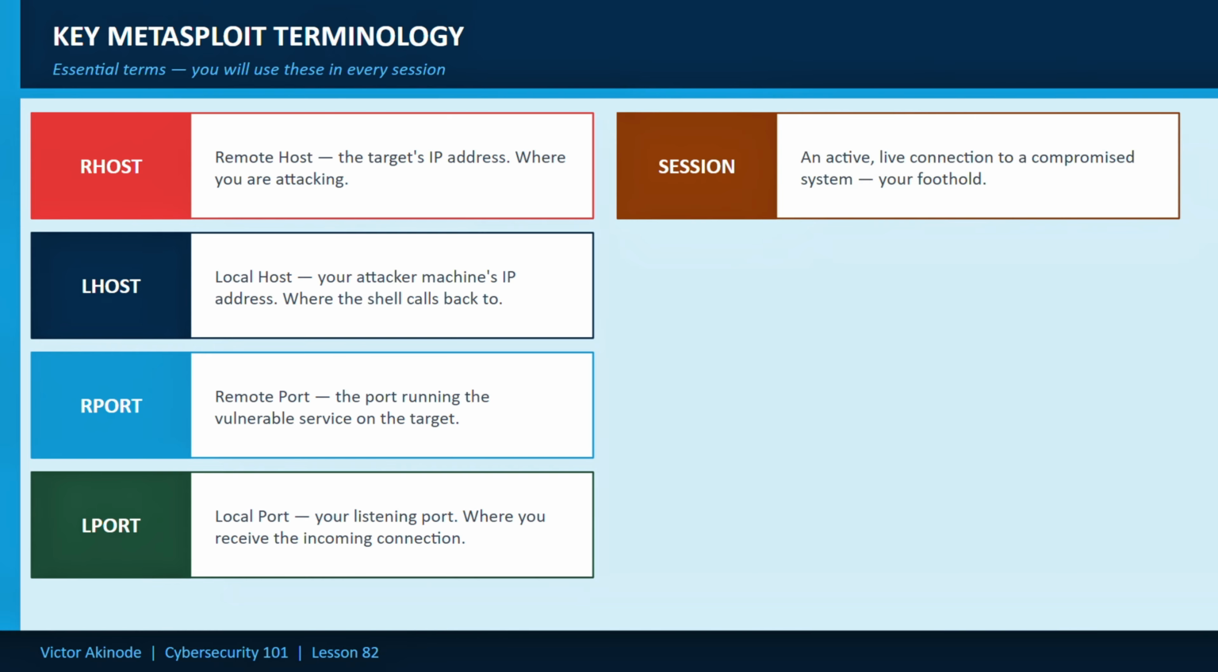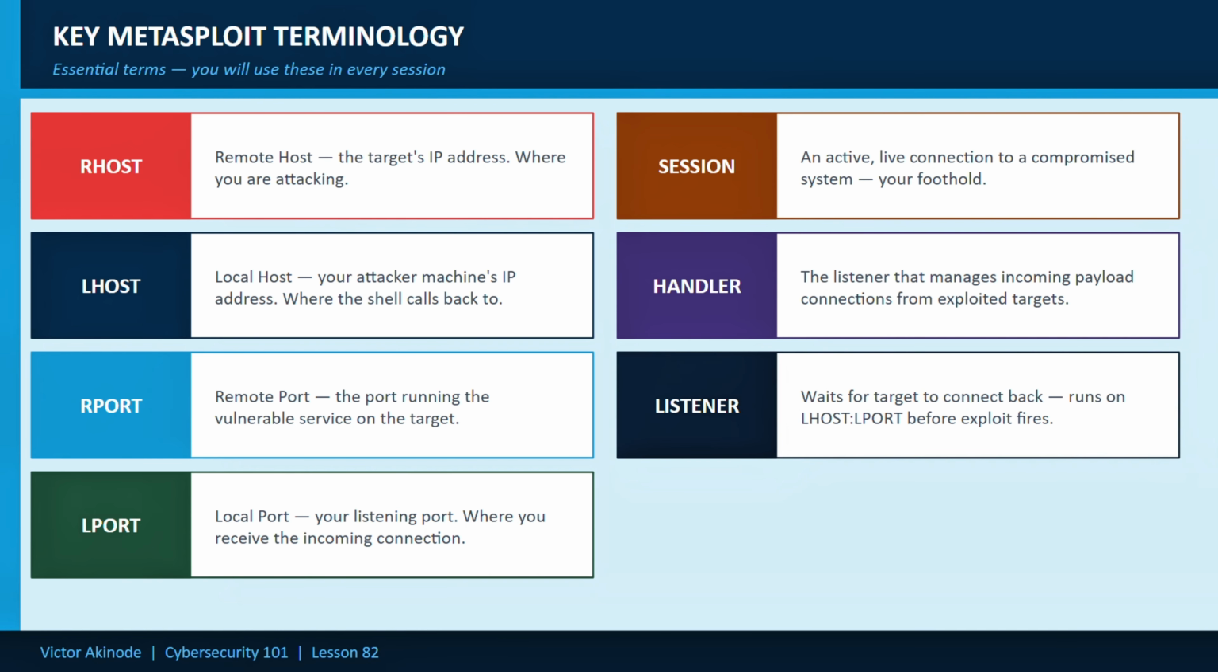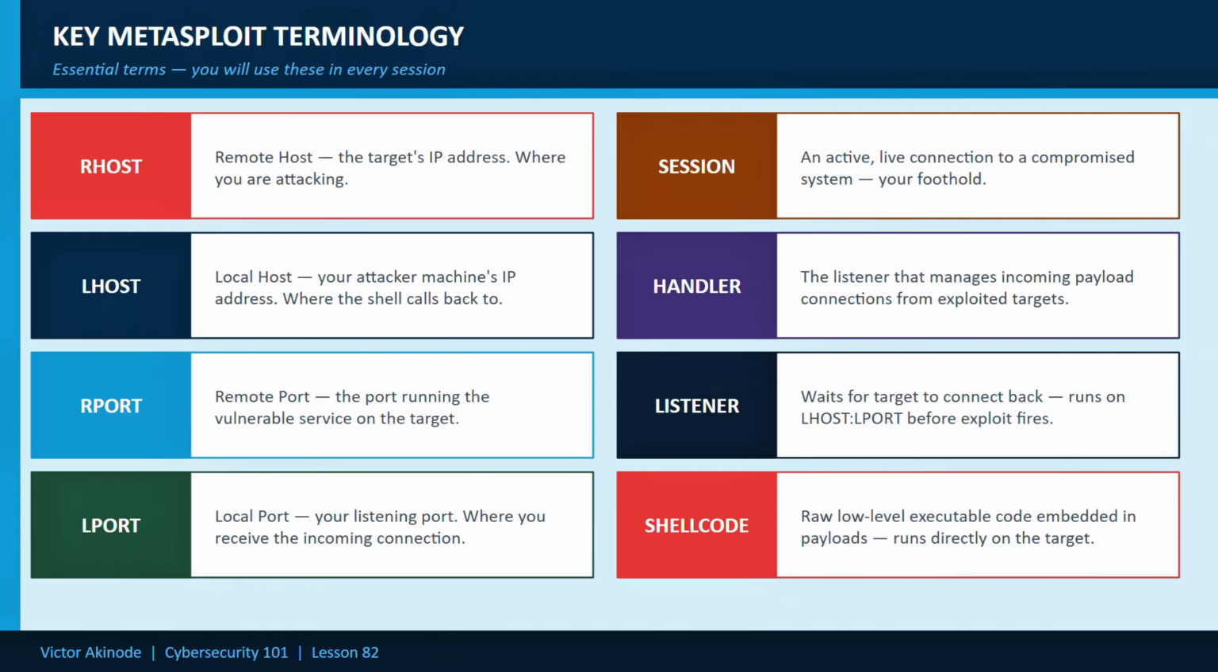The next one is the session, and a session is an active connection to a compromised system, and this means once your exploit succeeds, you get a session. The next one is the handler, and a handler manages incoming payload connections. It receives the connection from your payload. The next one is a listener, and a listener waits for connections from the target. It is returning on your L host and L port. The last one here is the shellcode, and a shellcode is the low-level executable code that makes up your payload.